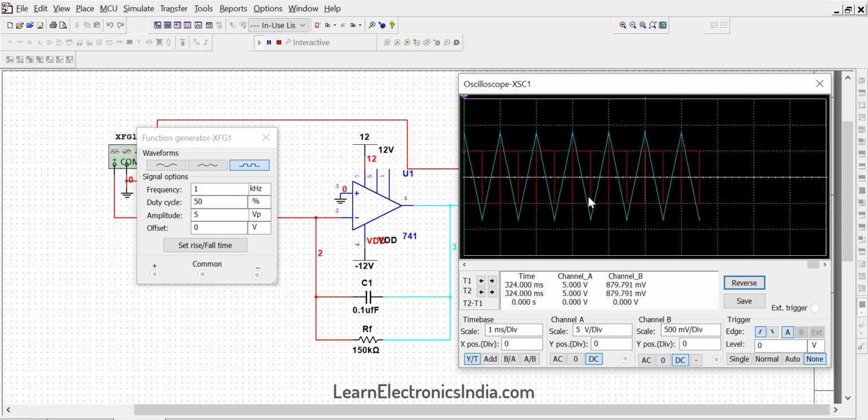Such op-amps were used in analog computers to perform mathematical operations and in signal conditioning circuits.